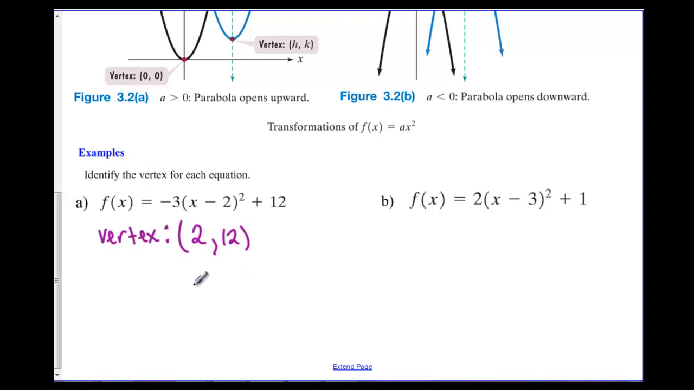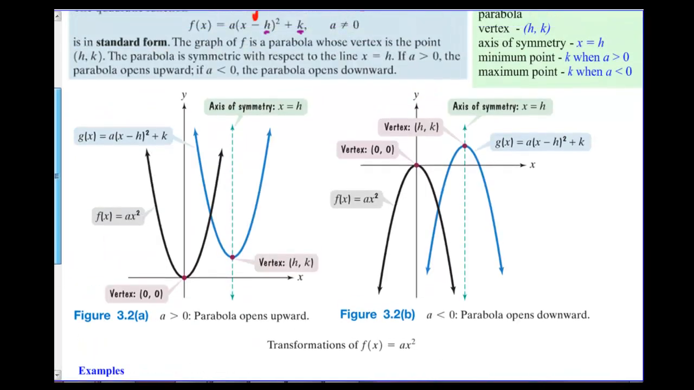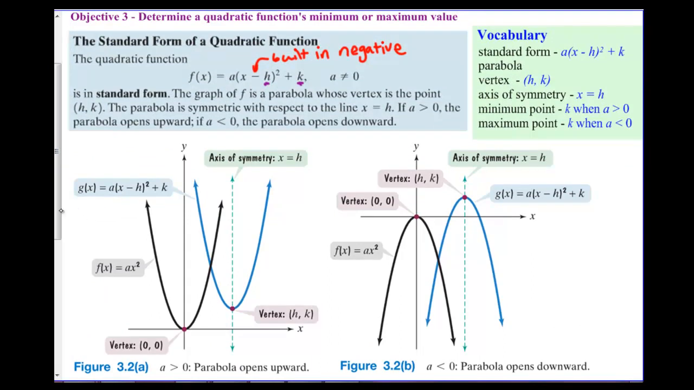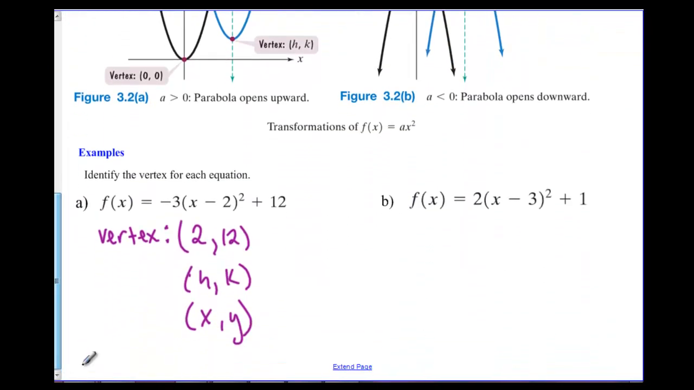One of the things I want to point out, so this is h comma k. And for our ordered pairs, we have x comma y. Both are alphabetical, right? If you're ever in doubt, it's probably alphabetical. That's true through almost everything we're going to do. Okay. So, let's do more stuff. So we have our vertex at 2, 12.